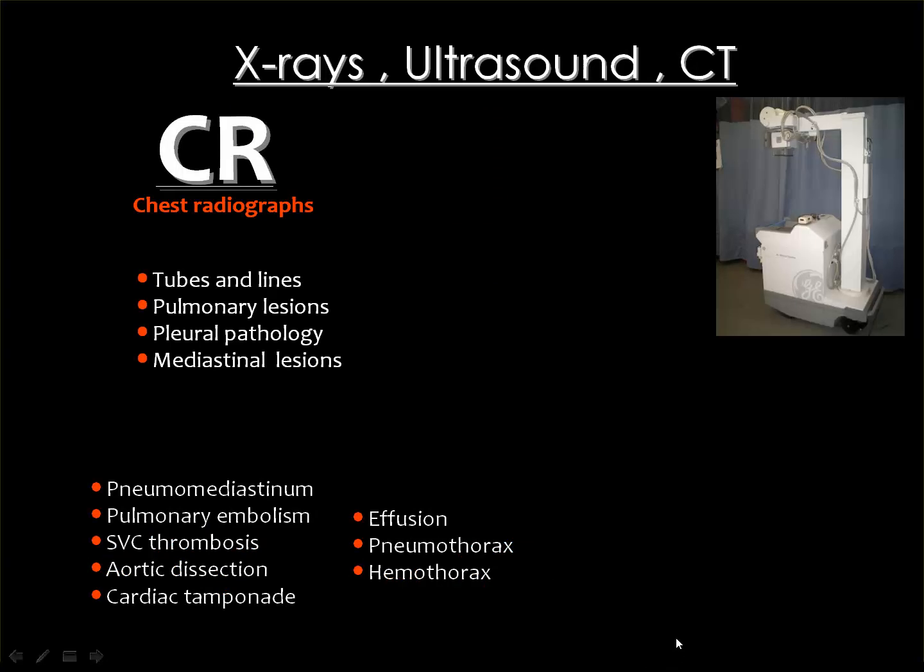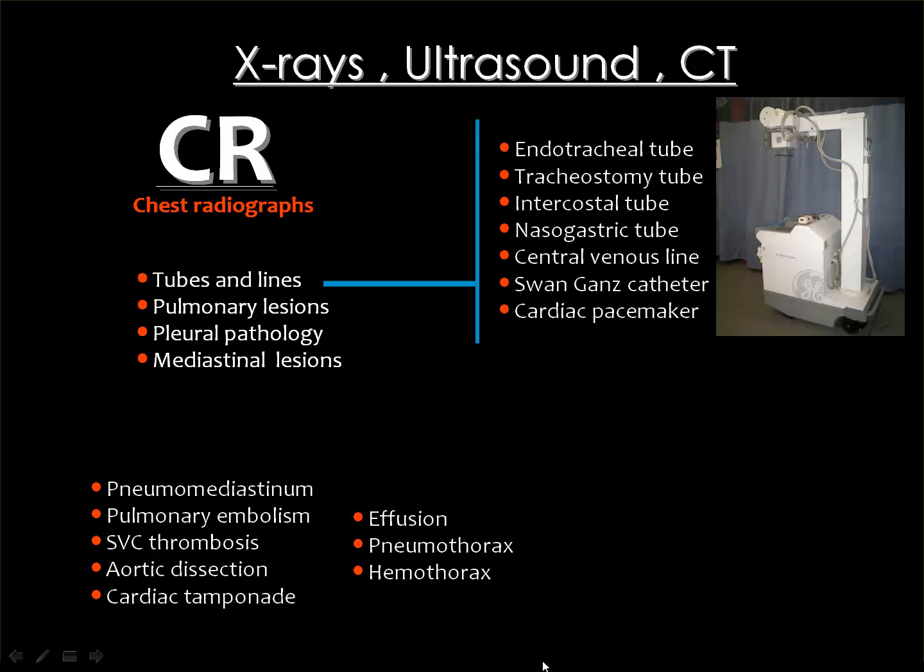Now we are going to discuss the possible abnormalities that can occur in the lung, in the pleura, and in the mediastinum, since we have finished the discussion of the tubes and lines. Then these are the tubes that we have described, and we mentioned the complications of each of them: the endotracheal tube, the tracheostomy tube, intercostal tube, nasogastric tube, central venous line, Swan-Ganz catheter, and cardiac pacemaker.